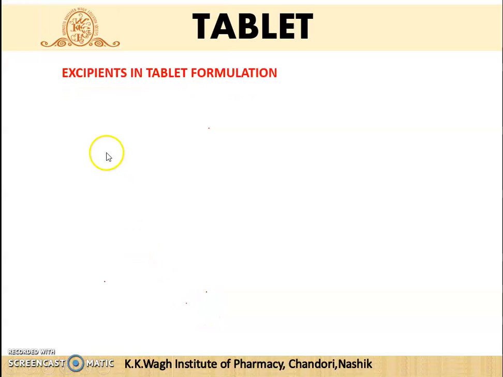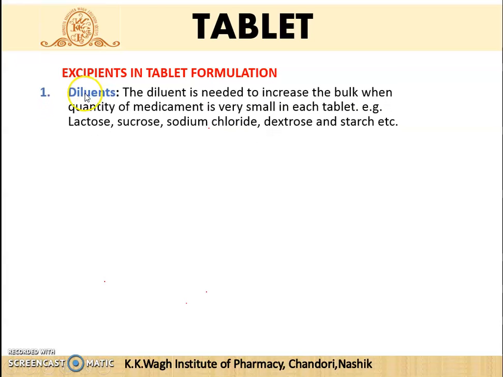Then we can see the excipients in the tablet formulations. There are a number of excipients. Amongst them, the first one is diluents. Diluents are added to increase the bulk of the quantity when the medicament in each tablet is very small. Examples are lactose, sucrose, sodium chloride, dextrose, starch, etc.